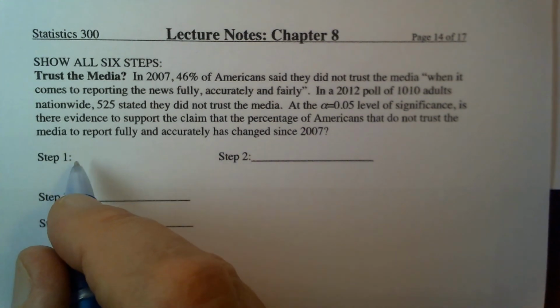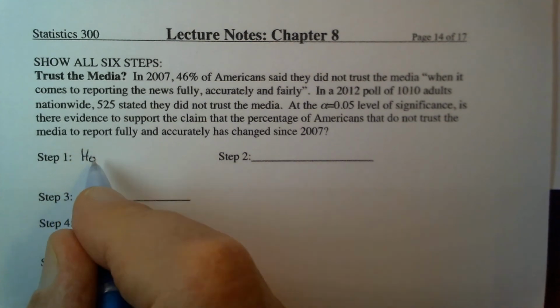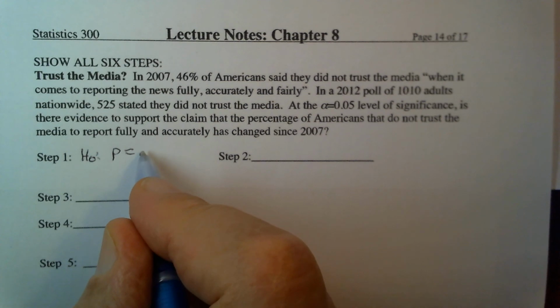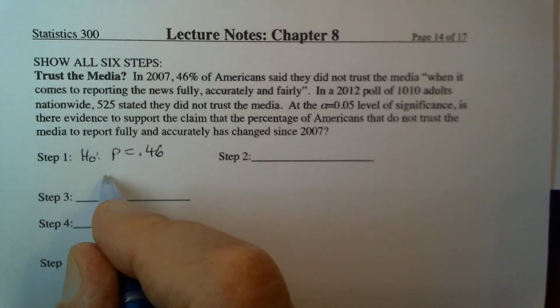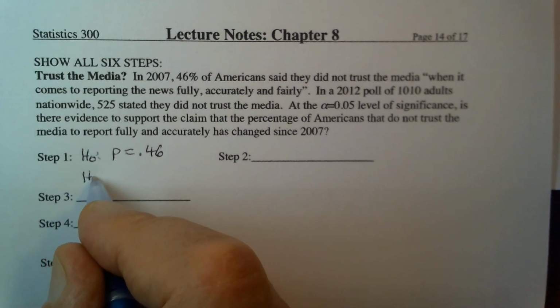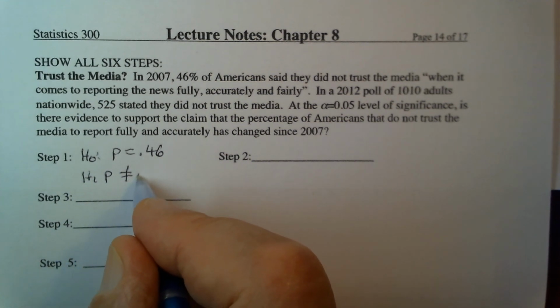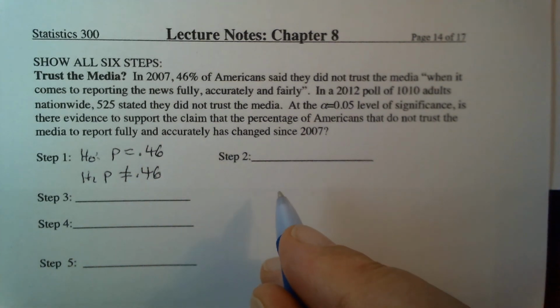So, step 1 would be to write our hypotheses. Our null hypothesis would be p equals 0.46, and it says here that they do not trust the media, so that means the alternative hypothesis is p is not equal to 0.46. So we have a two-tailed hypothesis test.